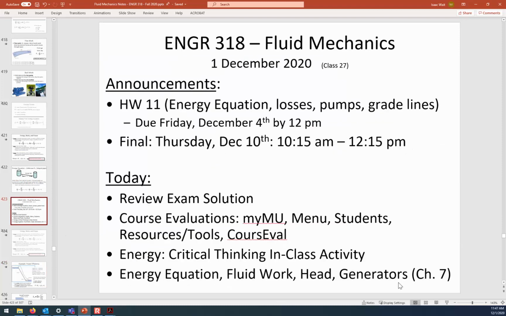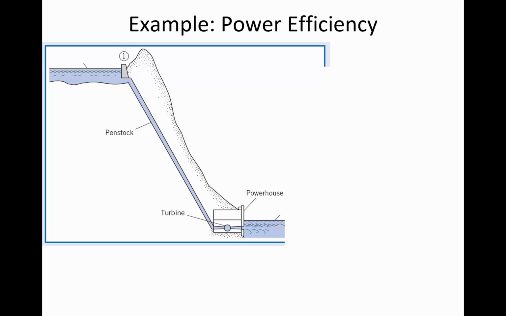Okay, so that is how the local losses and the friction losses can be combined into the same equation to determine an unknown flow rate if you do know the pump head that's being added.